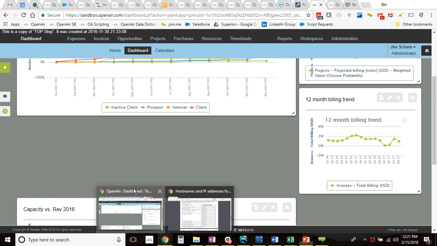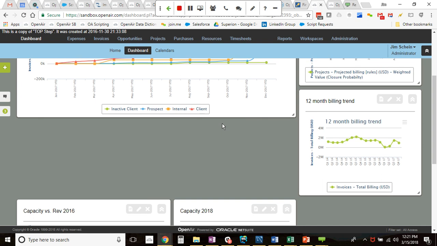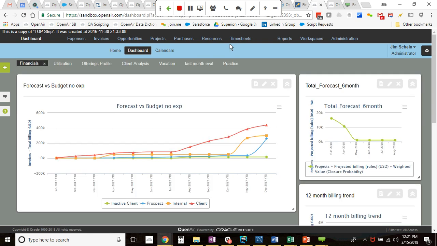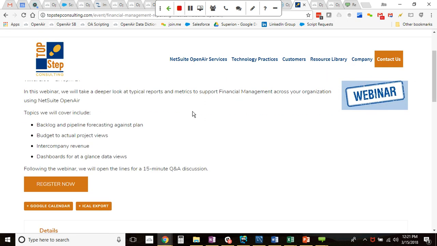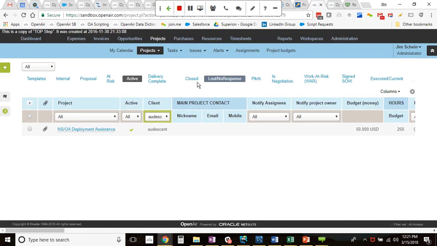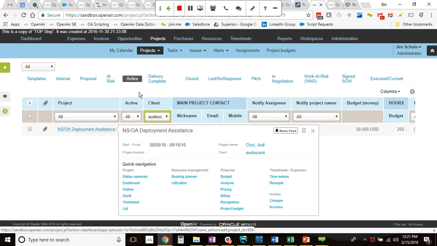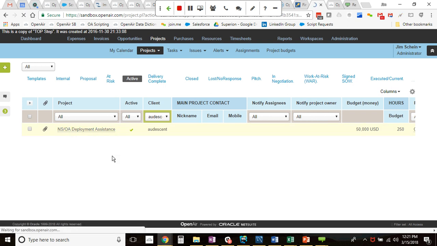Another item we wanted to take a look at, so you'll see one of the things we talked about on the slides here was determine budget to actual on a project view. So what I want to show you at this point is how you would view that on an actual project. So here's a project that I'm using as an example.